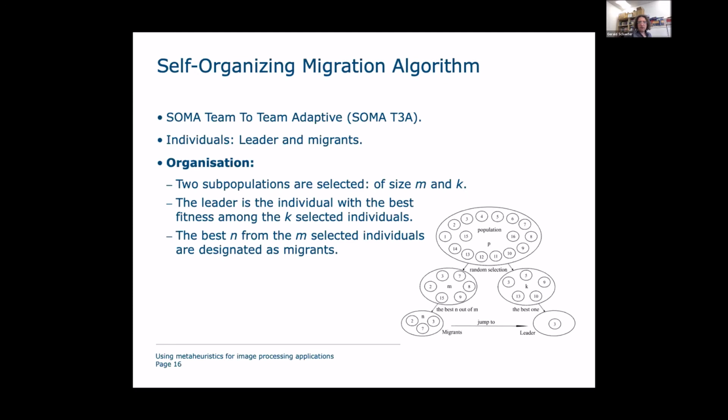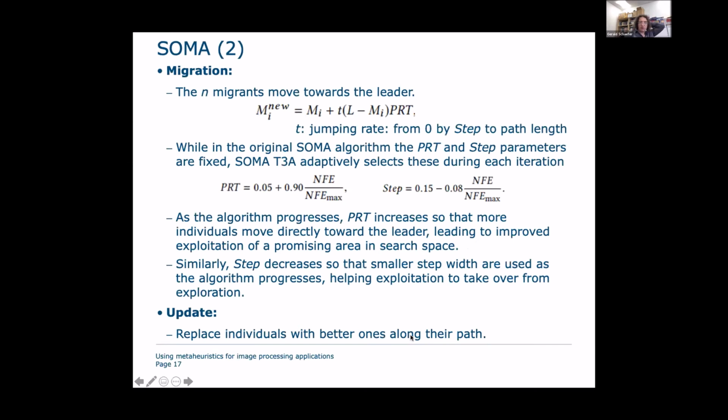So this illustrates that we've got a population, we are selecting a subset, we get one leader of that, and then we select another subset. There might be an overlap between them, and we're selecting a number of migrants from there. What we're then doing in the next phase, the migration phase, is making the migrants move towards the leader.